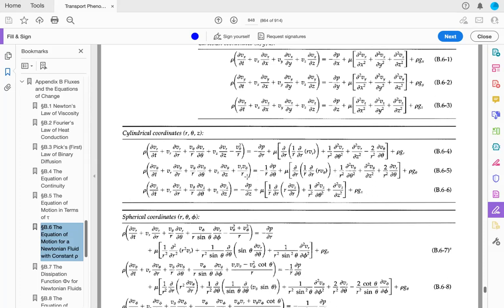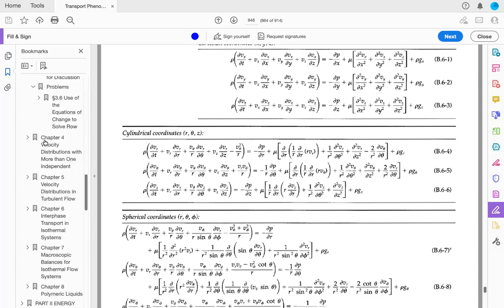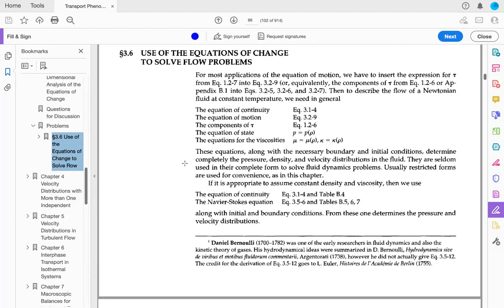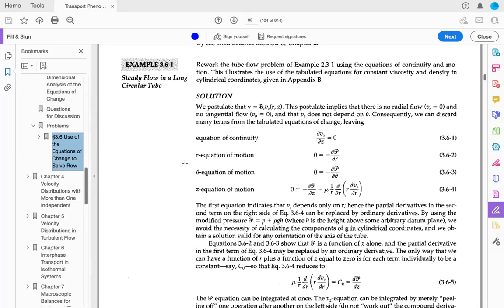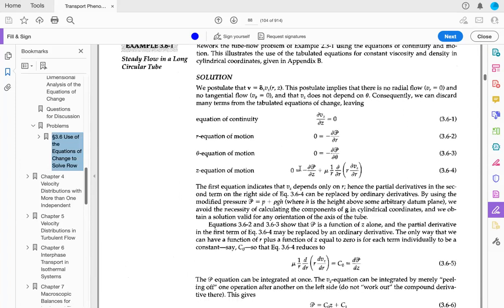So basically the one that has a value is minus ∂p over ∂z plus mu times 1 over r ∂/∂r of r ∂φz over ∂r, plus rho g z. Okay, so when I open it back to here, this one is from the equation of motion.